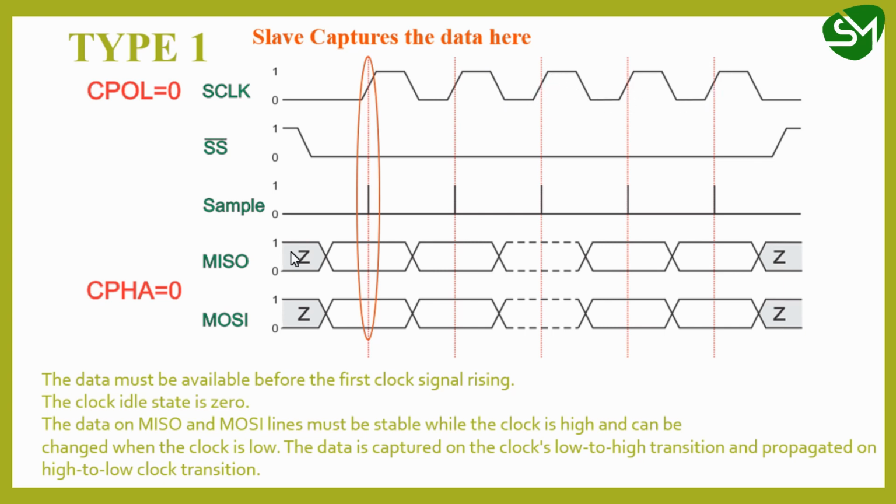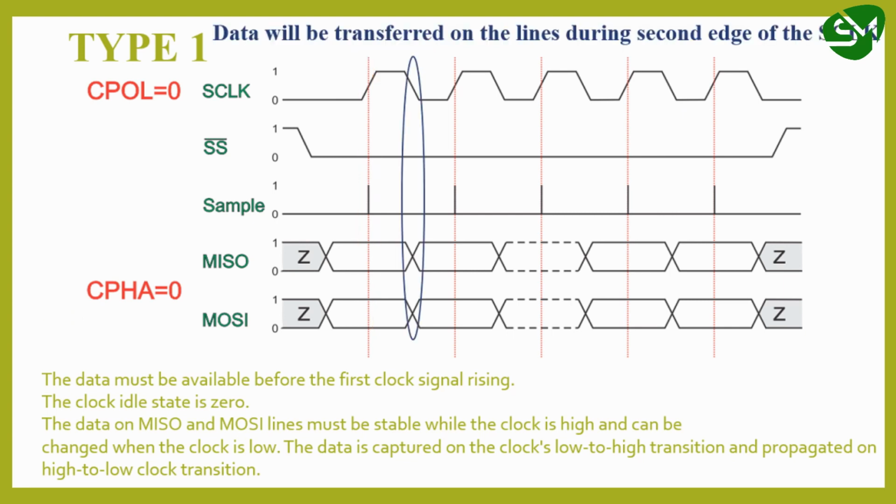In the same type, you can see the data will be changed or transition in the second edge of the clock, that is from high to low. Here you can see the miso and mosi lines are changing the data in the second edge of the clock. And also we know that the idle state of the clock is low because the clock polarity equal to 0. So in every second edge of the clock, the data will be changed, as you can see here.